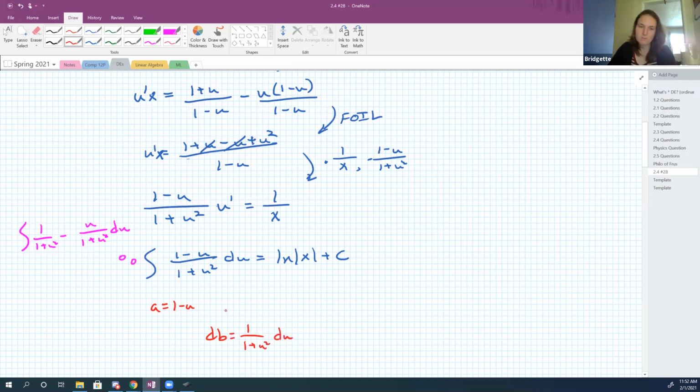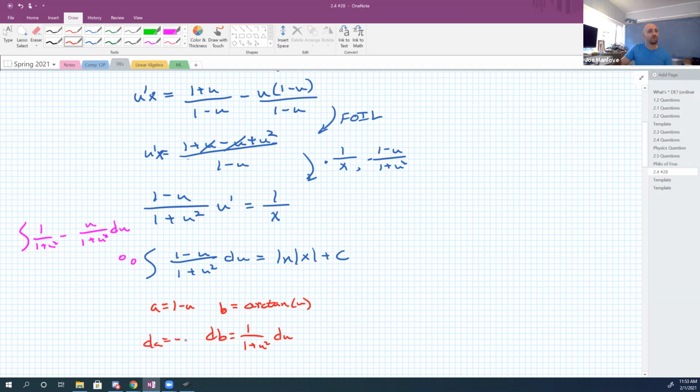Okay, I'm down with that. And so then b should be the integral of this thing. Yeah, and you end up with arctangent of u. And when you differentiate a, you get minus du.